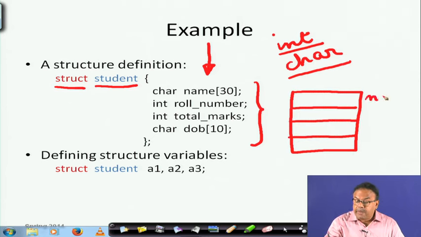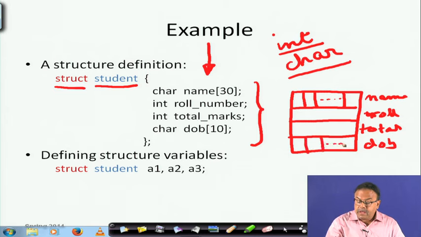So, there are 4 fields. One field is name, an array of 30 characters. There is a roll number, roll, which is an int. Total marks is an integer, and date of birth is an array, but you see that there is no data put inside this array yet.